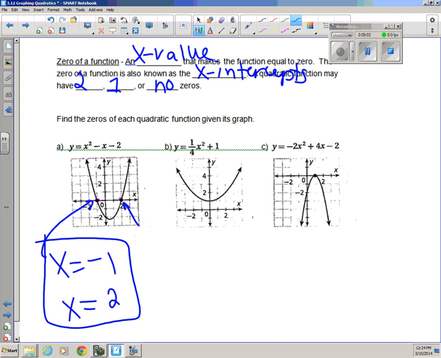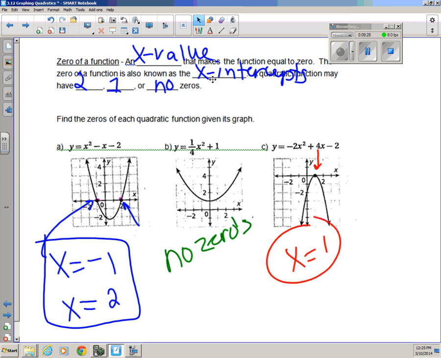What are the zeros in B? What's the x-intercept? Where does the parabola cross the x-axis? Well, it doesn't. There are no zeros here. Okay? How about quadratic C? Where does the parabola cross the x-axis? Well, it crosses the x-axis right here. That value is x equals 1. There's only 1 zero. Okay? So you could have 2 zeros, which is going to be this one right here. You could have no zeros, or you could have 1 zero.